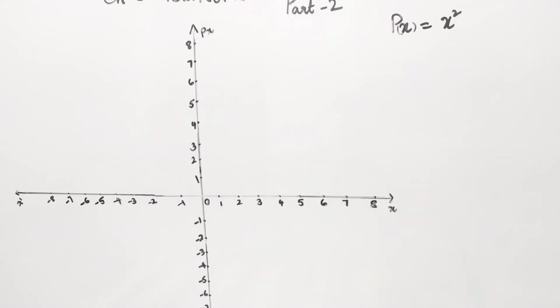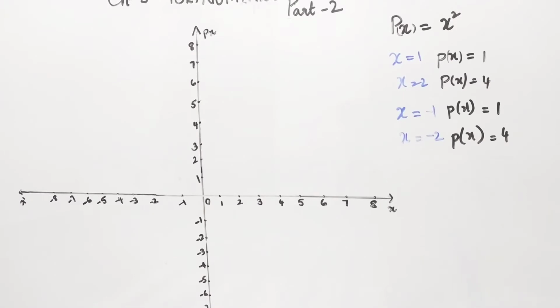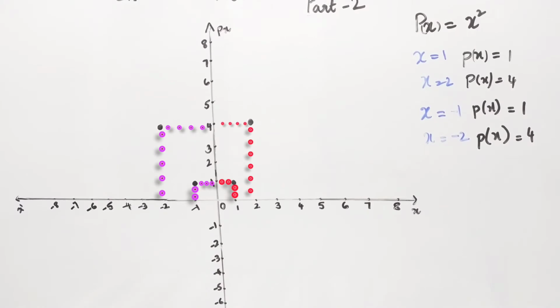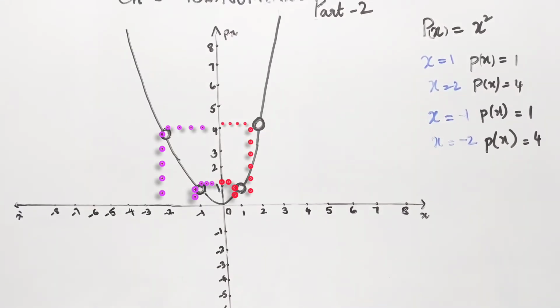Now instead of x, if I make it x square, let's say p(x) is equal to x square. What happens now? Let's say x is equal to 1. Then p(x) will be 1. If x is equal to 2, then p(x) will be 4. If x is equal to minus 1, then p(x) will be 1 again. And when x is equal to minus 2, then p(x) will be 4. Let me plot these points on the graph. So these are the points. Let's join them. It looks like a curve like this. This is how a quadratic curve looks. We call it a parabola. This shape is called a parabola.